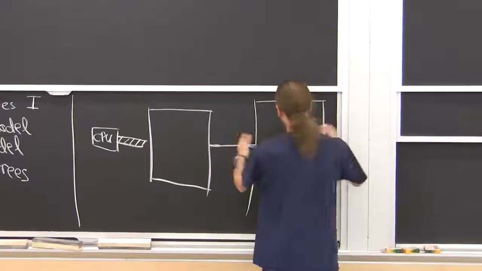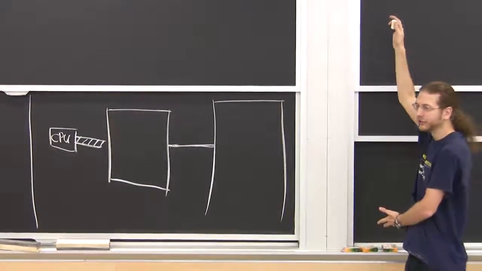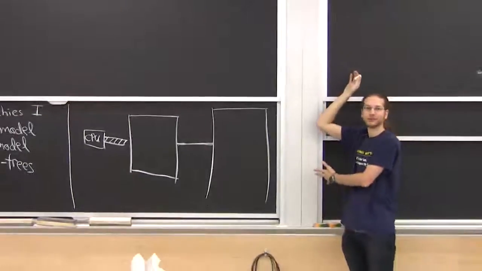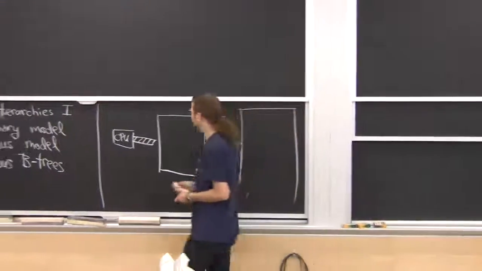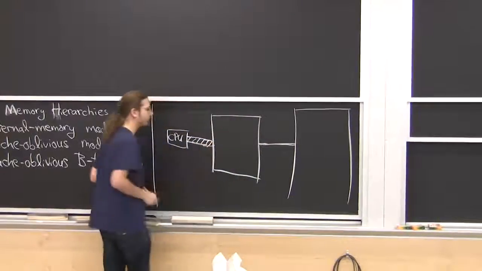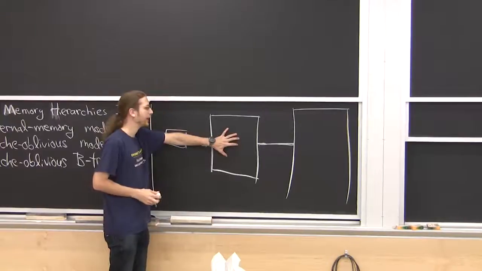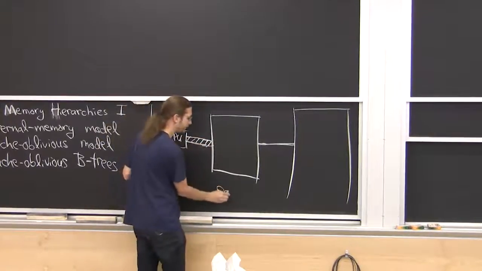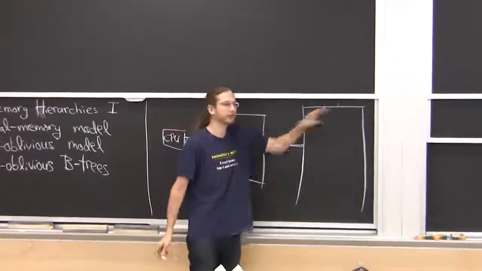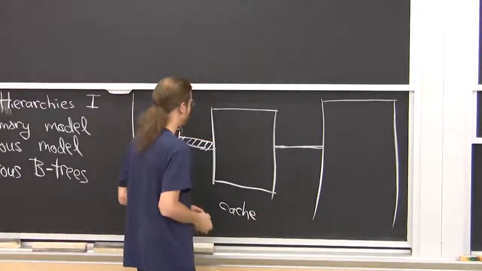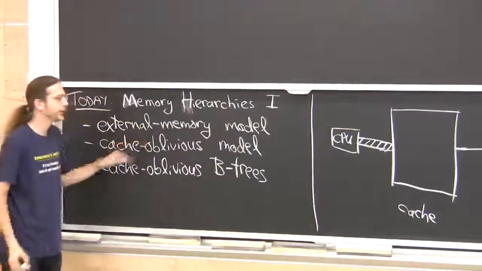So you have this very deep hierarchy, which is typically growing exponentially in size and also growing exponentially in slowness, in latency. So you'd like to design data structures that most of the time are working at the cache level, because that's really fast, and as little as possible you'd like to go to the deeper levels. So we're going to define two models for working with memory hierarchies.